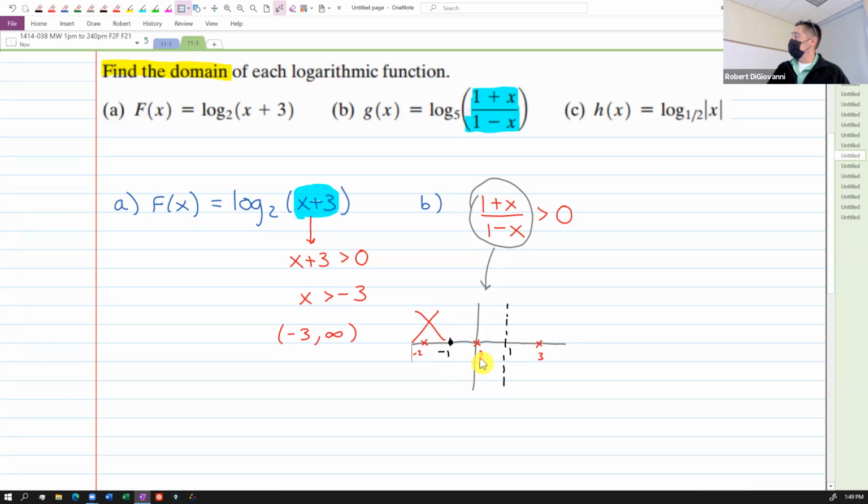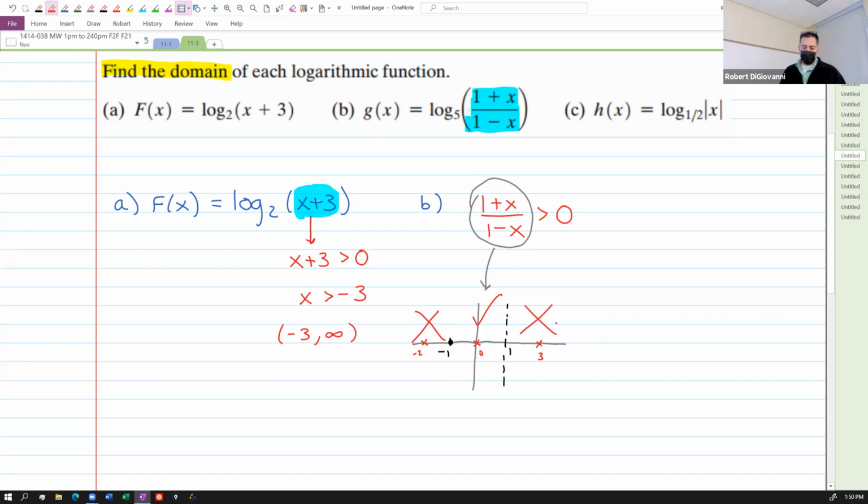Then you plug in 0. If we plug 0 in for x, we get 1/1, and 1/1 is bigger than 0. So that should work. Anything in here should work. And if I plug in 3, on top I'll get 4, and on the bottom I'll get a negative number. A positive divided by a negative is negative. That's not bigger than 0, so this should not work.